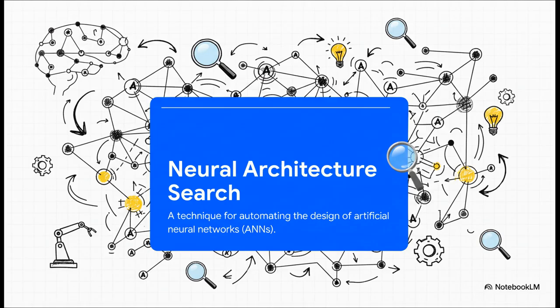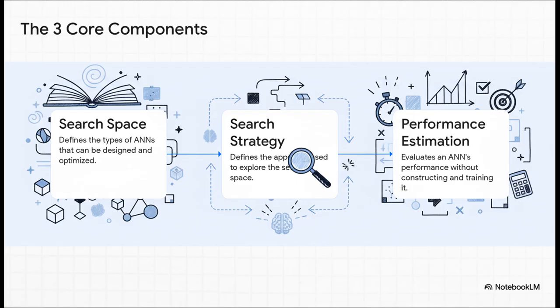So what is it? Put simply, NAS is a collection of techniques that basically lets an AI algorithm explore this gigantic universe of possibilities to discover the absolute best neural network design for a specific job, and it does it completely on its own. And what's really cool is how NAS breaks this enormous problem down into three core parts.